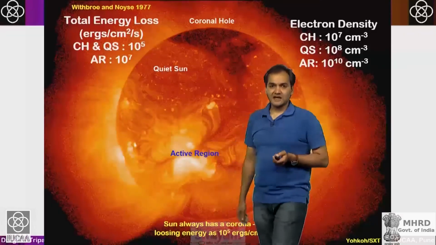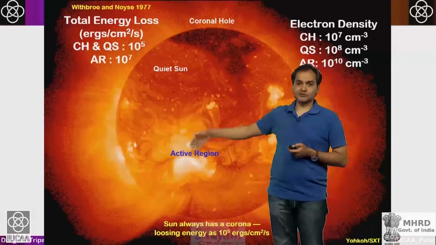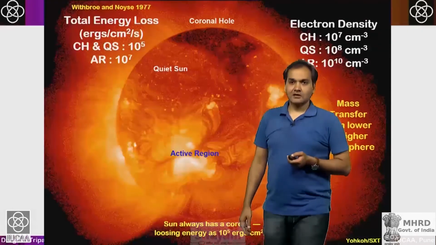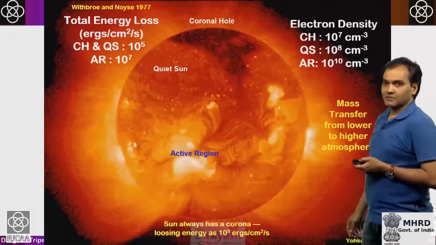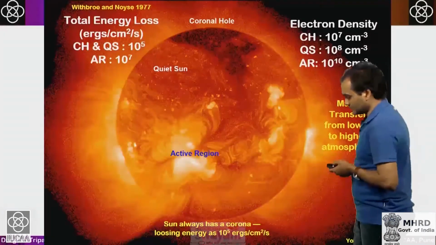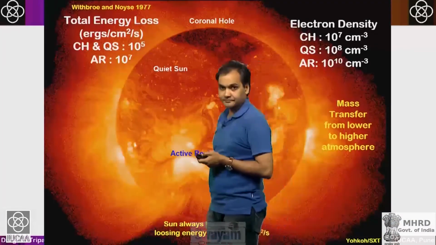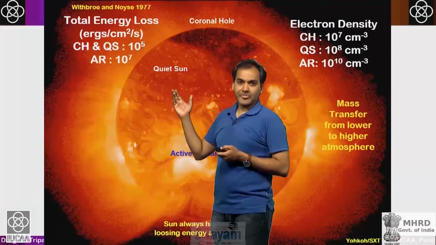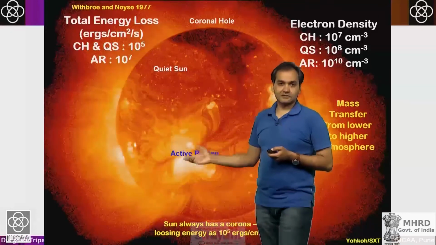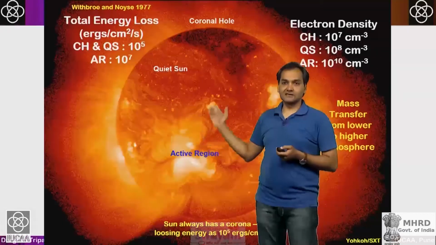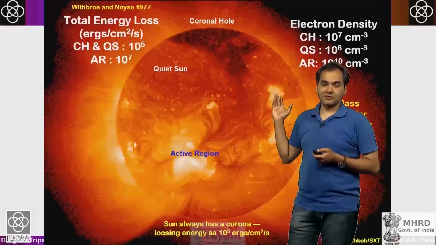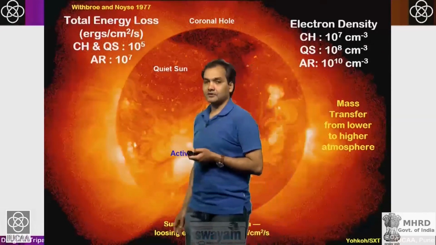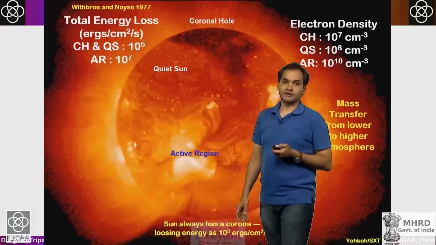So, in order to understand what actually provides so much energy for these regions to radiate and maintain their radiation, we need to look at the mass transfer from the lower to the higher atmosphere, because the densities are low in the corona, and active regions have higher densities than the coronal hole and quiet Sun. So, the mass in the active regions has to be provided somehow from below, in the transition region or the chromosphere.